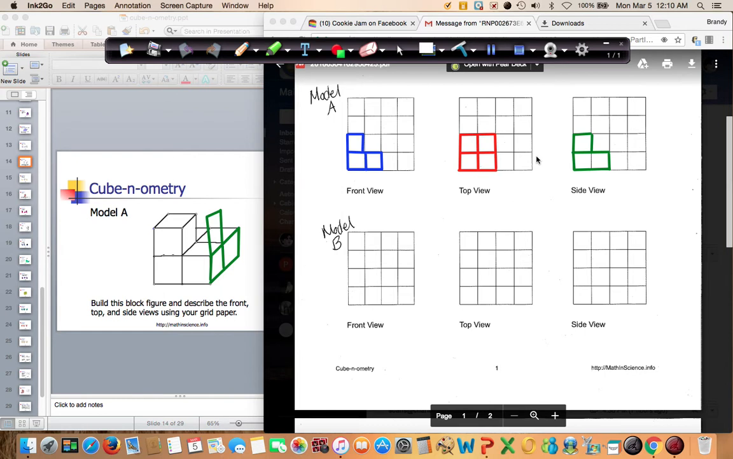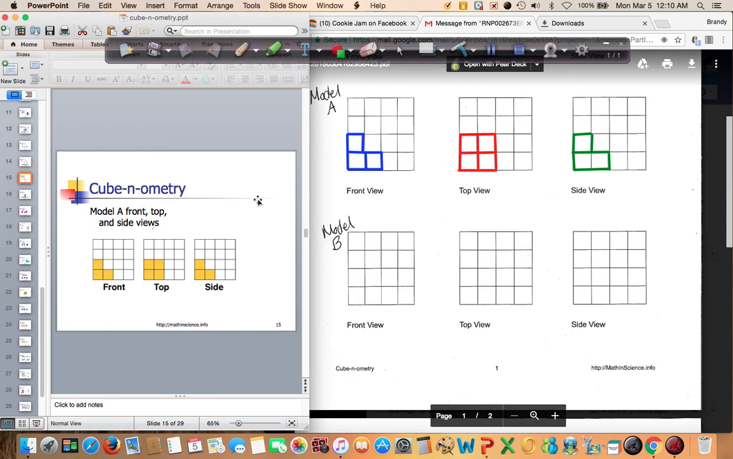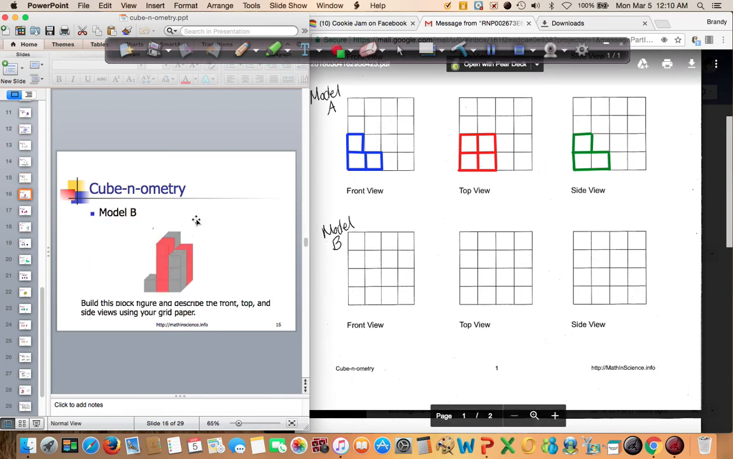Alright, so let's see how we did. Maybe we did okay over here. And let's see, we have our 2 pieces, our top view of 4, and our side. Very good. Alright, let's look at the next one. Oh, this is a good one.